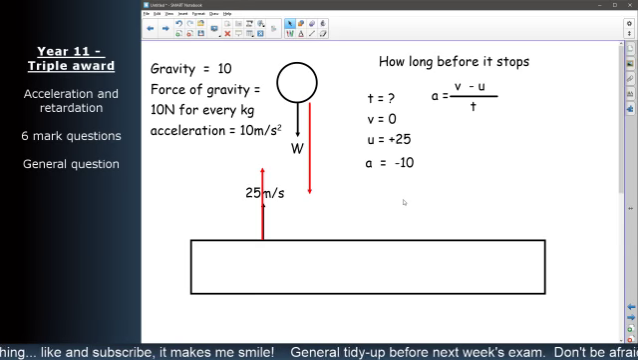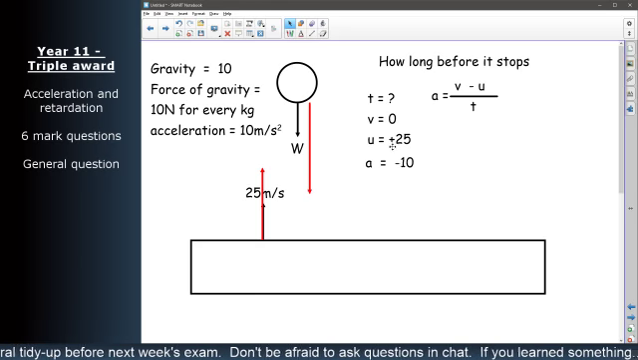Now I could have done it the other way around. I could have said upwards was negative and I'd have minus 25 with an acceleration of 10. Everything would have been the same. Physics doesn't care which way you think up is, but it does care when one vector is traveling against another vector, and it does matter about your signs.